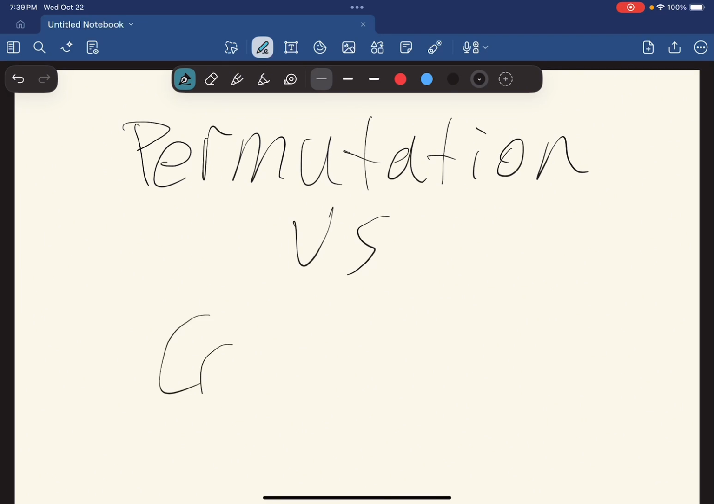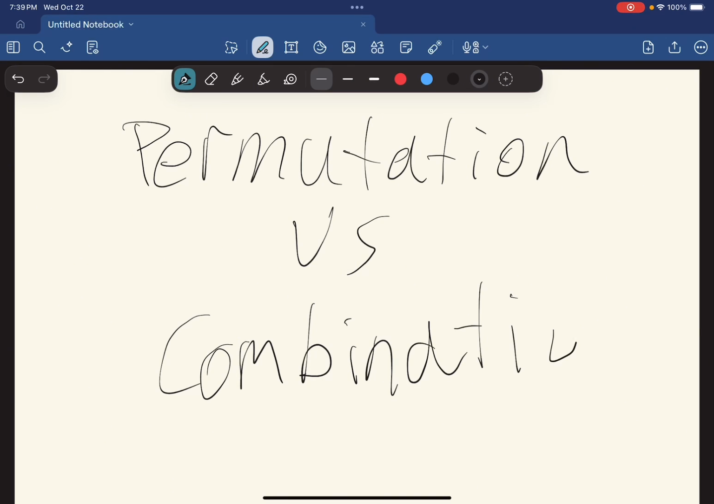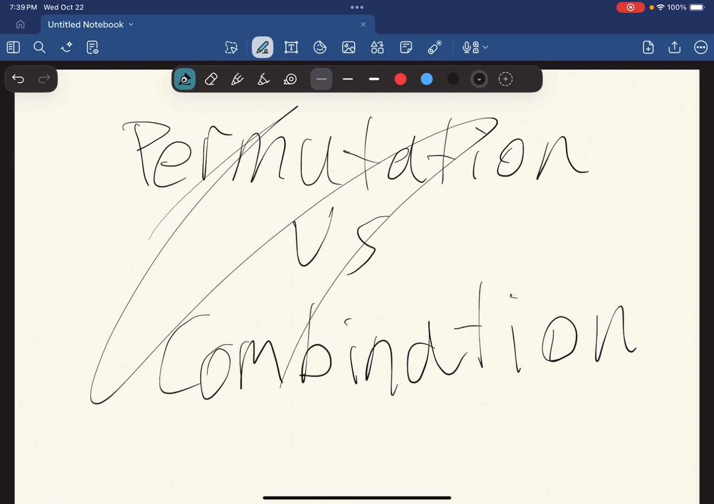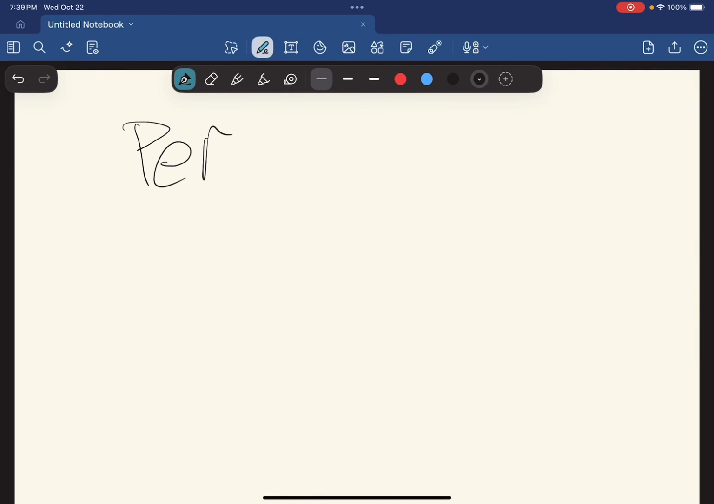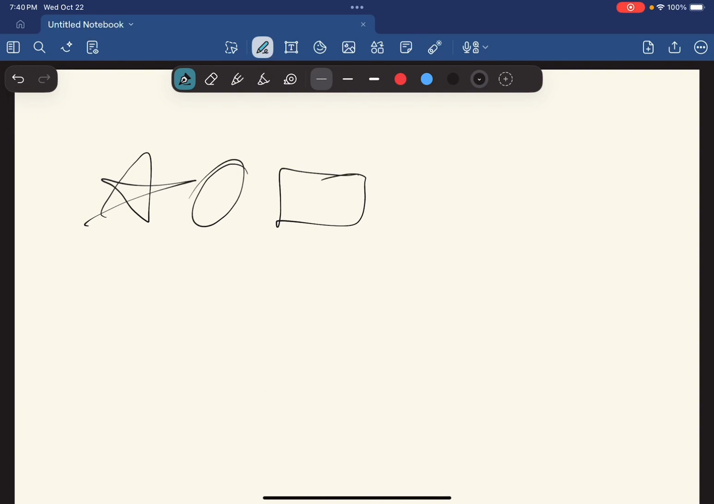Today I'm going to be teaching you permutations versus combinations. These are really easy topics, but they're really useful. They have a lot of application uses, and they're kind of a stats topic. A permutation is, I'll make an example here. Say I have 3 shapes, and I have a shelf that I want to put these shapes on.